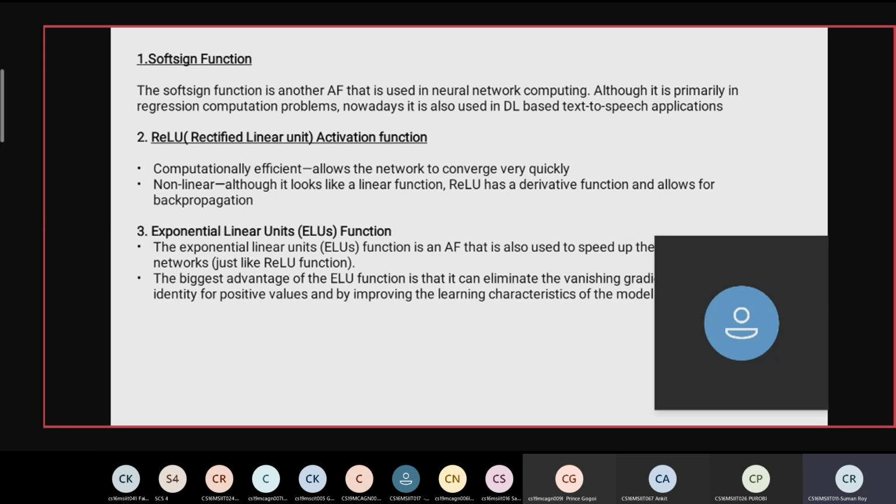So third one is the exponential linear unit. The exponential linear unit function is also used to speed up the training of neural networks, just like the rectified linear unit function. The biggest advantage of the exponential linear unit is that it can eliminate the vanishing gradient problem by using identity for positive values, improving the learning characteristics of the model.